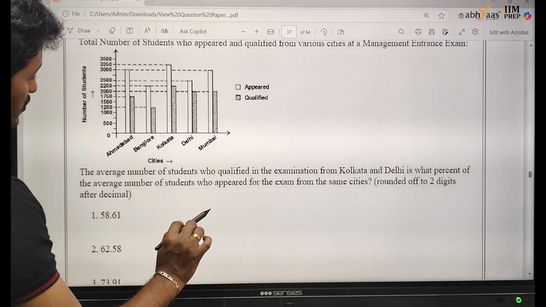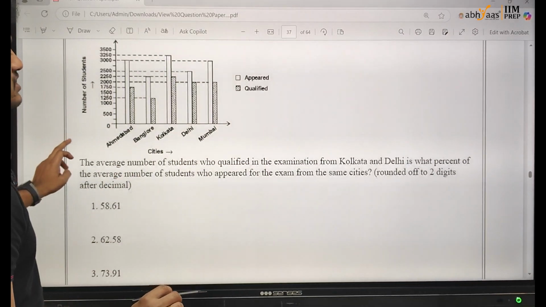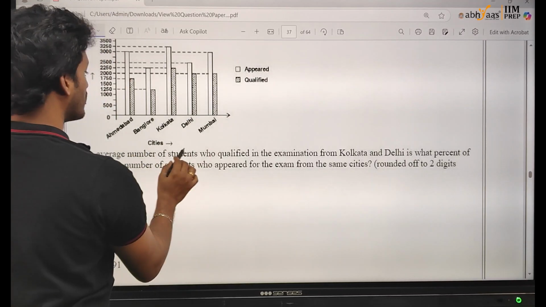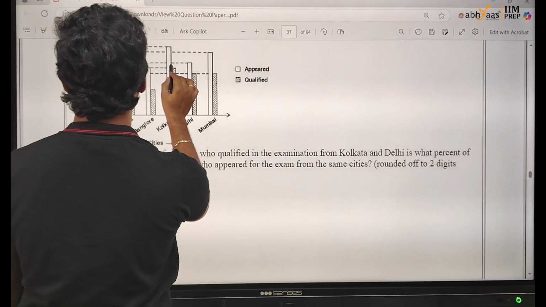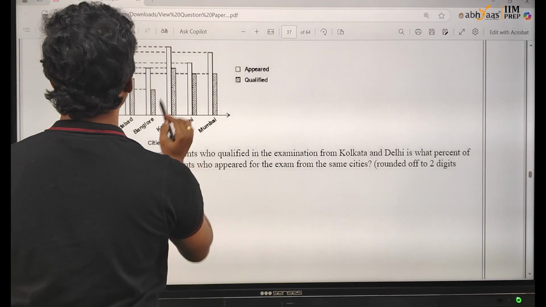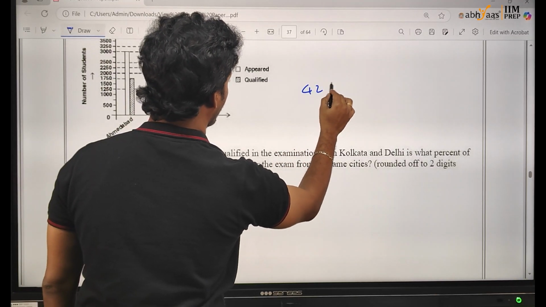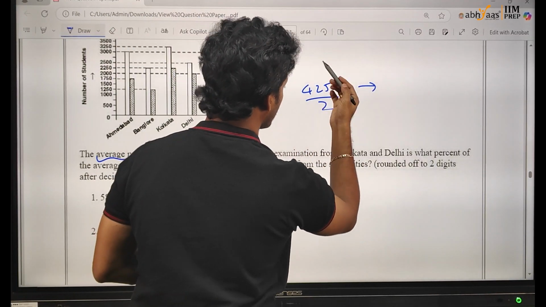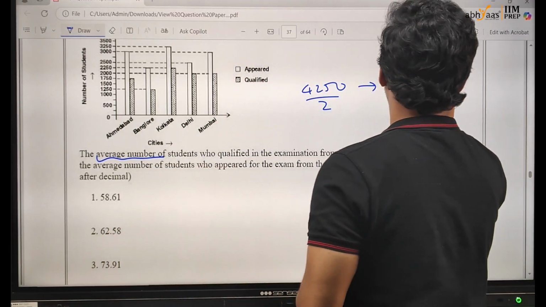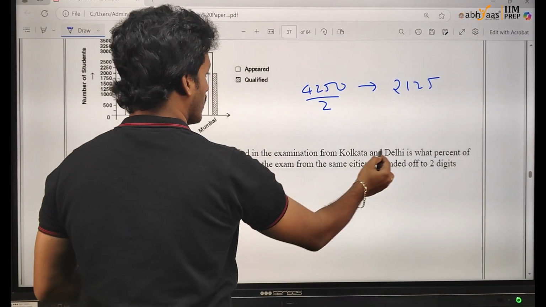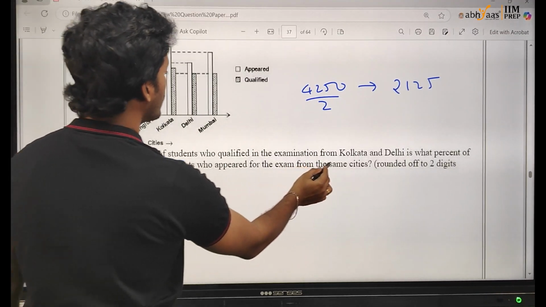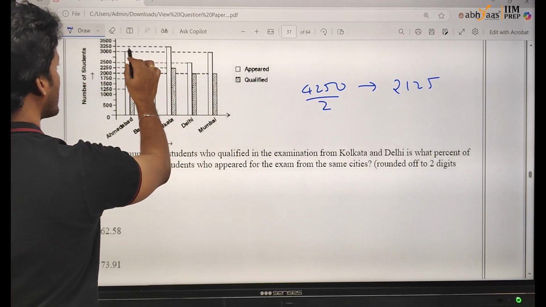Now, the average number of students who qualified in the examination from Kolkata and Delhi. From Kolkata and Delhi, the average number of students who qualified. So how many of them? 2250 and 2000. It is 4250, but they are asking for the average number of students, so I have to halve it. So it is 2125. This is what percentage of the average number of students who appeared for the examination from the same cities? So how many of them are appearing?